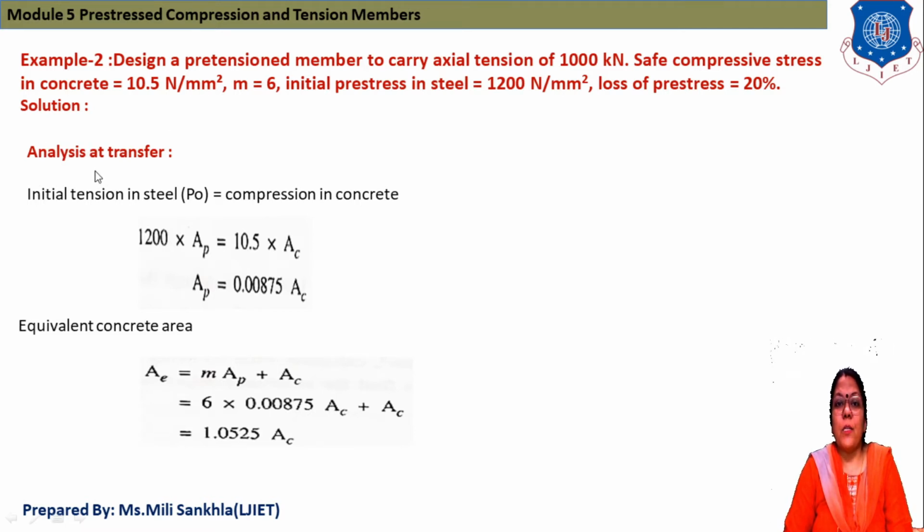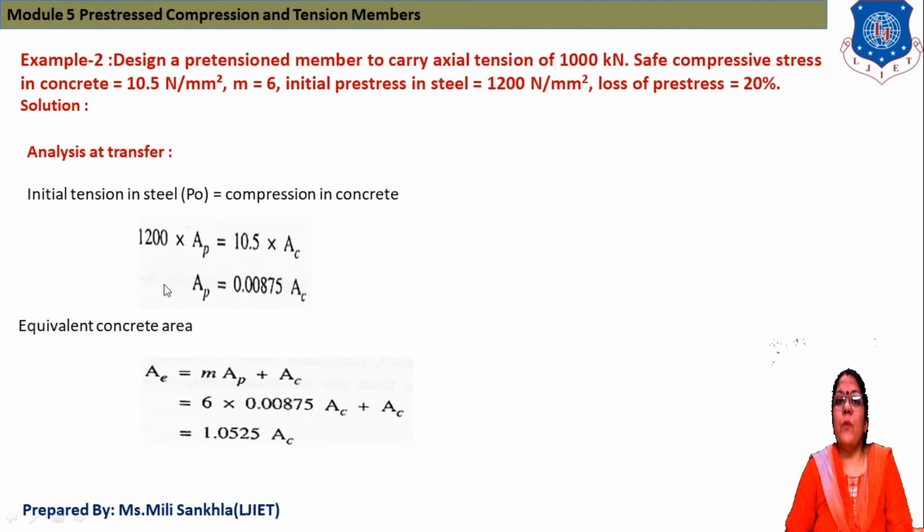Now, first analysis at transfer: initial tension in steel, P0, is equal to compressive force in concrete. Force is equal to stress into area. Here the stress in steel is 1200, and Ap, that means area of pre-stressing steel, is equal to compression in concrete, stress into area. Compressive stress is given 10.5 into area Ac.